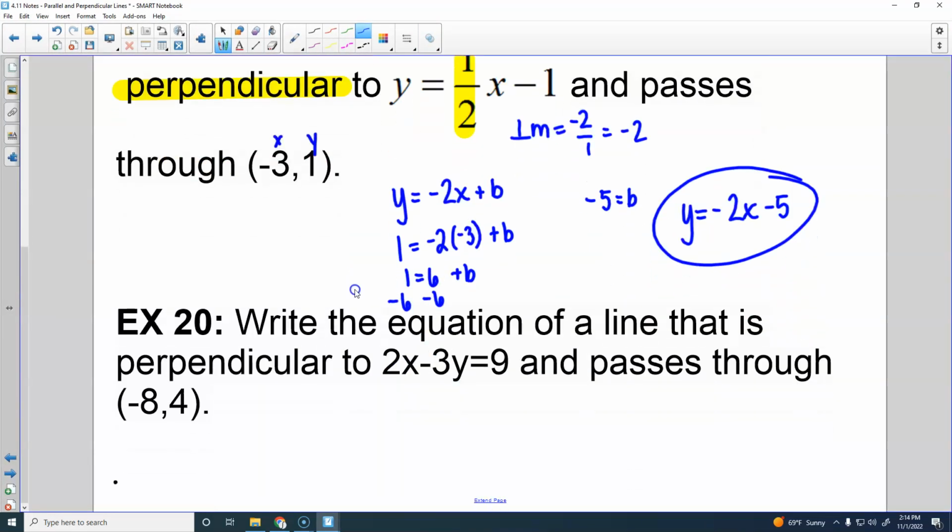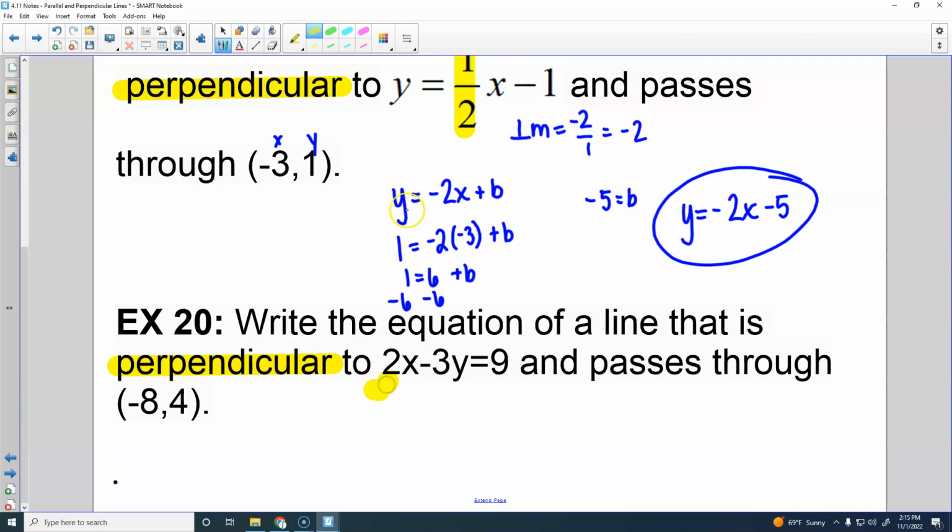All right. Last one. This is the most difficult type of problem that you could possibly get for these types of problems here. We are writing the equation of the line that is perpendicular to 2x minus 3y equals 9 and passes through negative 8, 4. So, what makes this problem harder than the last problem? This equation right here is not solved for y, therefore we do not know the equation of this line and cannot find the equation of the perpendicular slope, right?